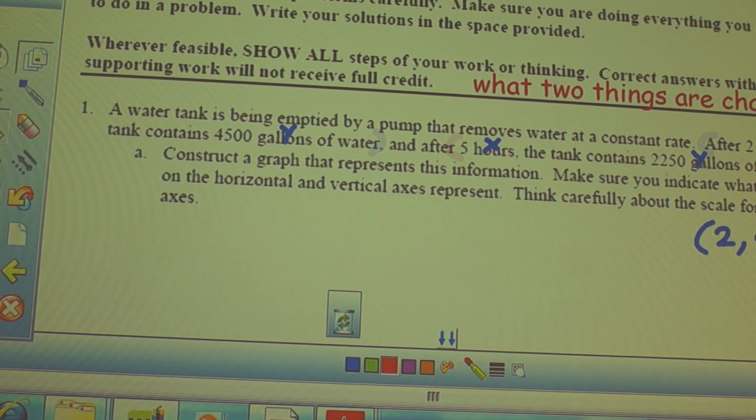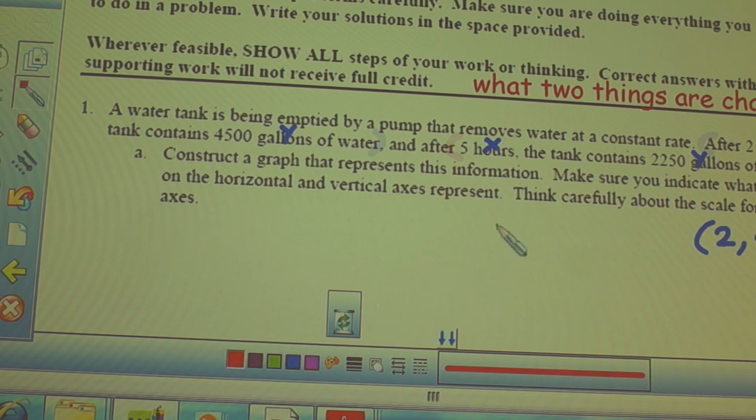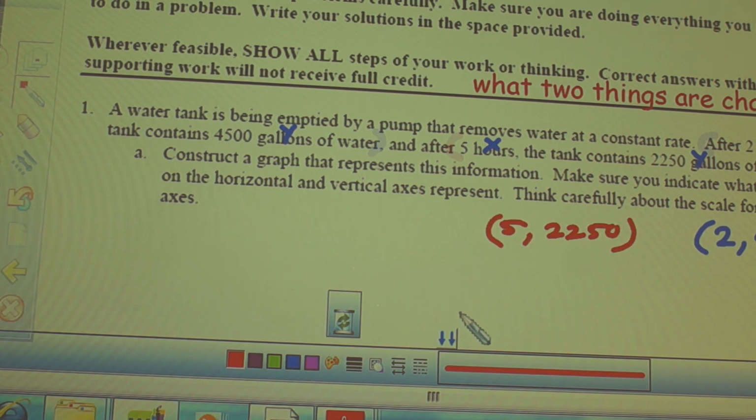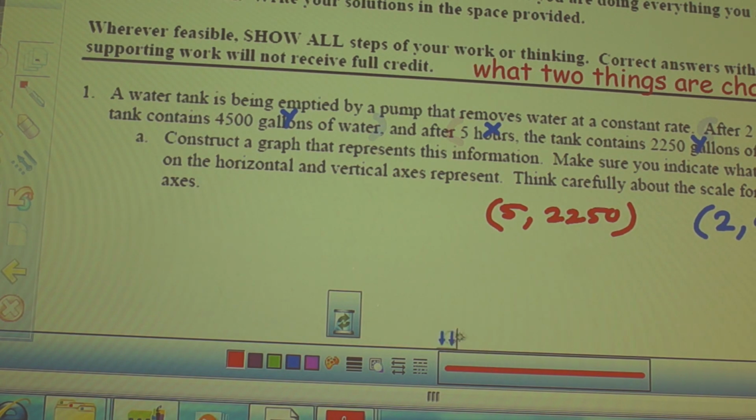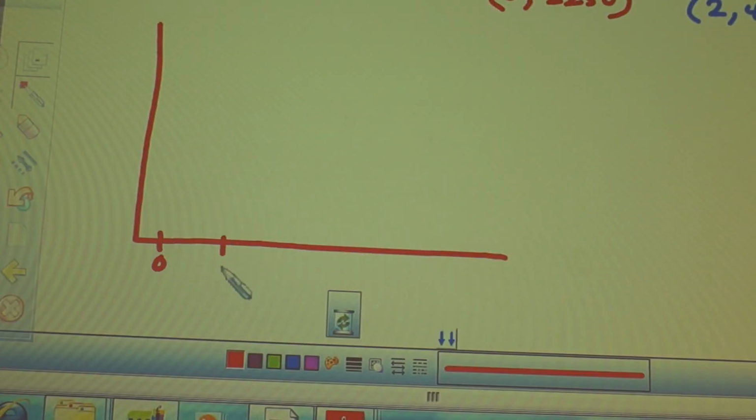2,250. Yep. 5 hours goes with 2,250 gallons, right? So that's going to be my other point: 5, comma, 2,250. Great. Now, we're going to want to create a graph. No worries. Make ourselves a little graph here. Along the bottom, I'm going to put 0, 1, 2, 3, 4, 5. I'm going to get in trouble if we need more hours, but we'll worry about that later.